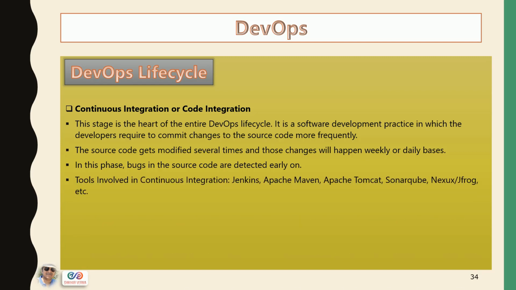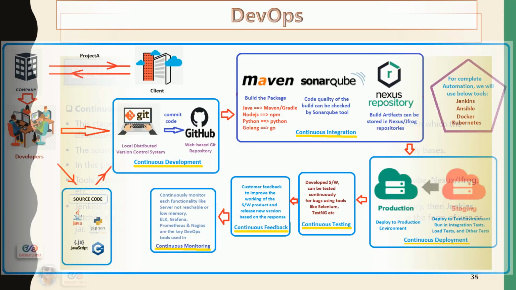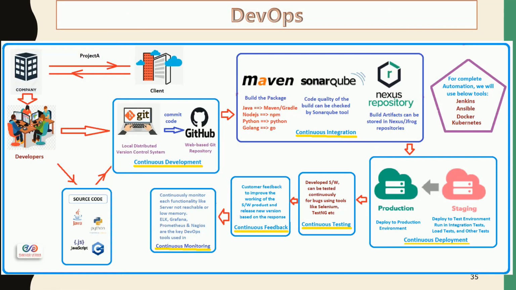The tools involved in continuous integration are Jenkins, Apache Maven, Apache Tomcat, SonarQube, Nexus, JFrog, etc. First I will show you each and everything manually, and then I will show you with Jenkins. Jenkins is a popular tool used in this phase, or we can say it is an automation tool. So let's understand continuous integration with a diagram so that you will have a clear picture of what happens in continuous integration.